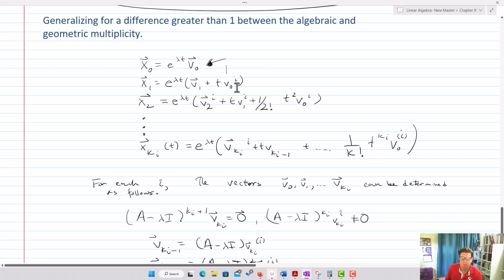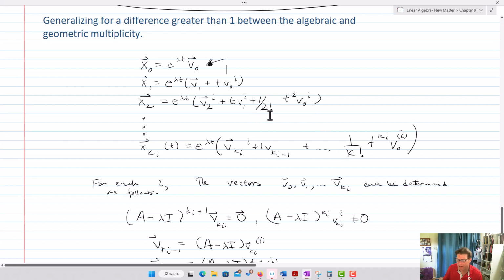v1 plus t v naught. Then, if we need a second one, it's going to be v2 plus t v1 plus t squared v naught, and this is 1 over 2 factorial. Now notice that we add a power of t each and every time we need an additional solution. That makes sense, a lot like what we did when we were using the method of annihilators. But notice also that we're going to have this 1 over 2 factorial. We'll go all the way down to 1 over k factorial if I need k different solutions.